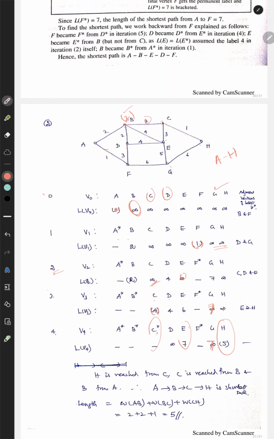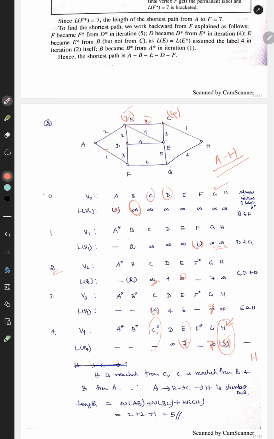Now what about E? C to E, C's label is 4, so 4 plus the weight to E, which is 3, so the new label is 7. C to H, it is 4 plus 1, 5, so among these, 5 is the smallest. It is bracketed, and H is the permanent vertex you are getting. Once you get H as the permanent vertex, you can stop, because we are checking for the shortest path from E to H. Now you trace back.